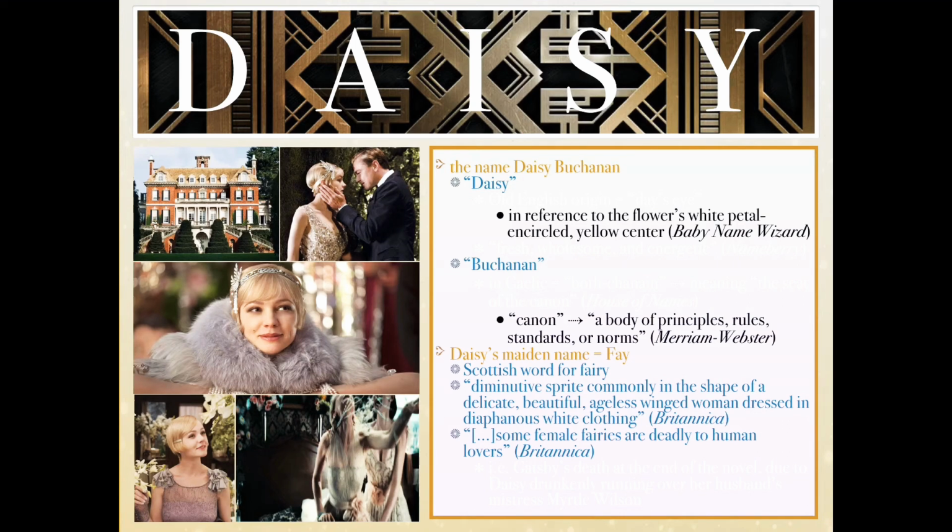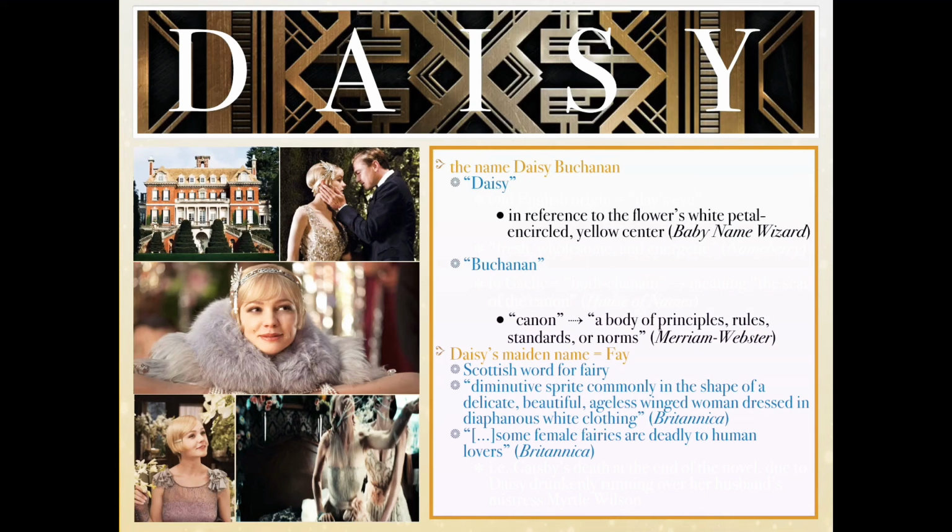Her last name Buchanan in Gaelic means both cannon, which in English means the seat of the cannon. A definition of canon is a body of principles, rules, standards, and norms, which can be said about Daisy in that while she may have loved Gatsby, she will not go against what she grew up learning, this set of rules that old money stays with old money. But also, a cannon is something that is used in war, something harsh, something brutal, the opposite of a daisy.